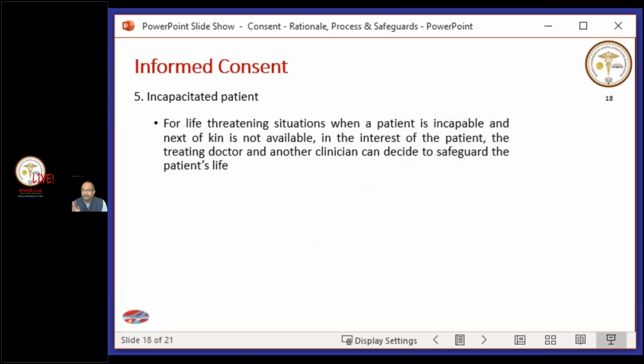For an incapacitated patient in life-threatening situations, where the patient may be incapable and the next of kin is not available, the consent can be taken by the doctor from the administrative authorities in the hospital, and they become the guardian for that purpose. So the treating doctor and another clinician, two people put together, or someone from the administration of the hospital, can decide to safeguard the patient and undertake the procedure.